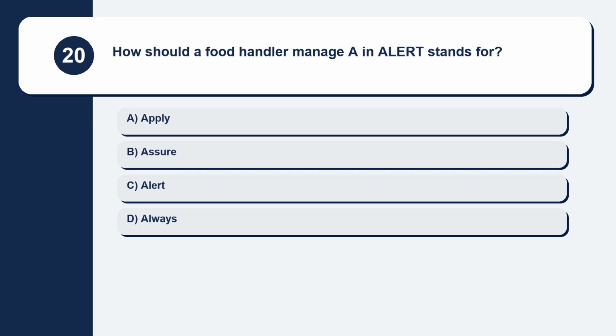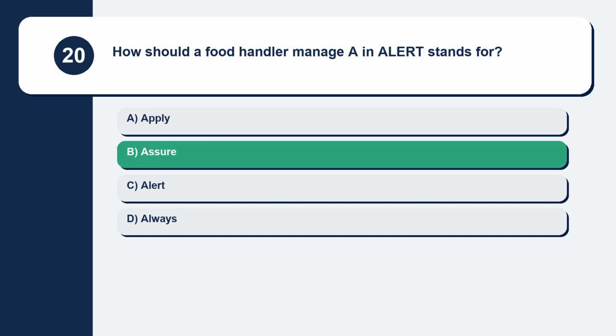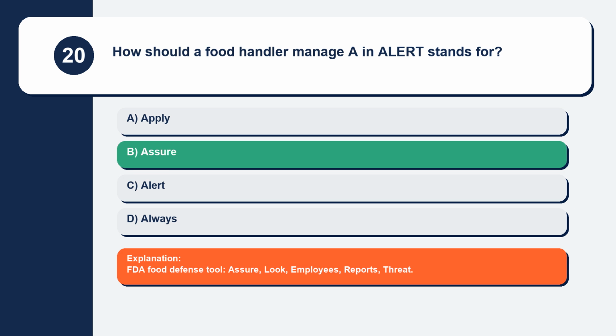Question 20. How should a food handler manage an alert? Stands for apply, assure, alert, always. FDA Food Defense Tool: assure, look, employees, reports, threat.